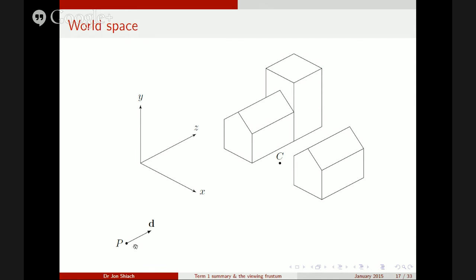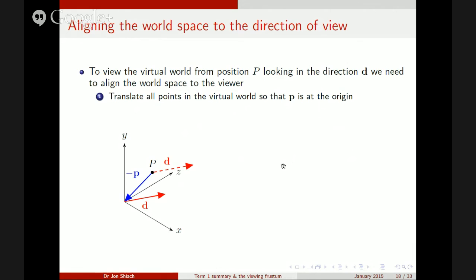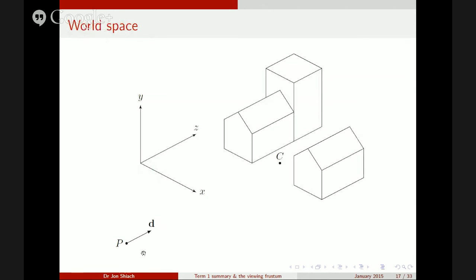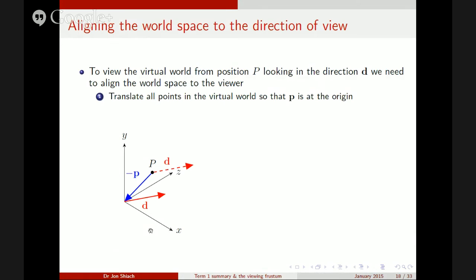What I've got here is P. This is where you are, where the viewer is. Think of P as like a camera position. And we're looking at the world space to C, which is our center of view position. So we're looking along this D vector here. And what we want to do is move and align the world space so that we're looking along that direction of view vector.